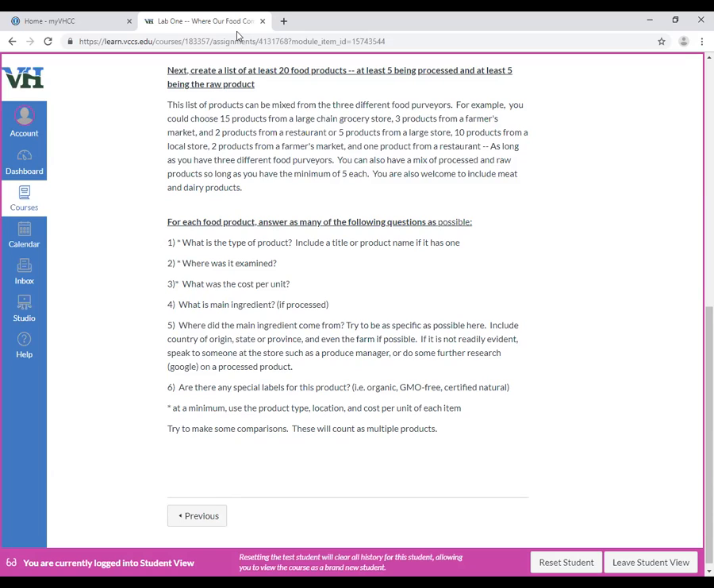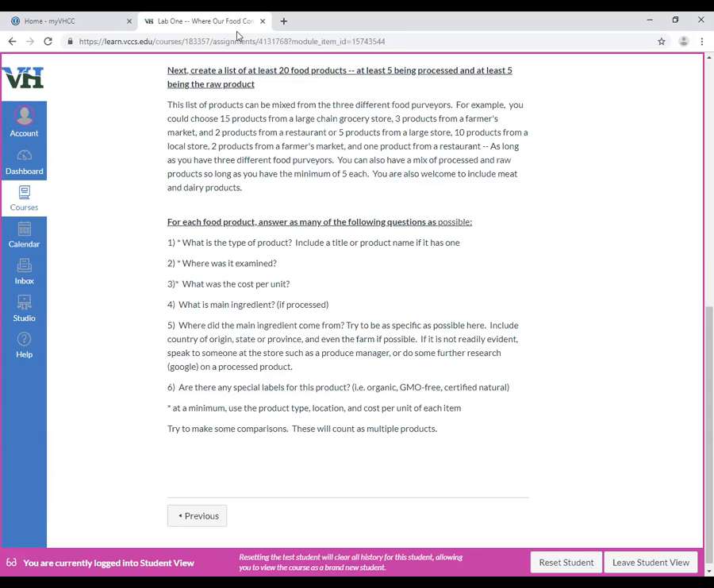For instance, if you're going to a restaurant, what is the main ingredient? Say you're getting a Big Mac, for instance. What's the bulk of that? Is it the 2 all beef patties? What is that product? Where does it come from? So that's the next question.